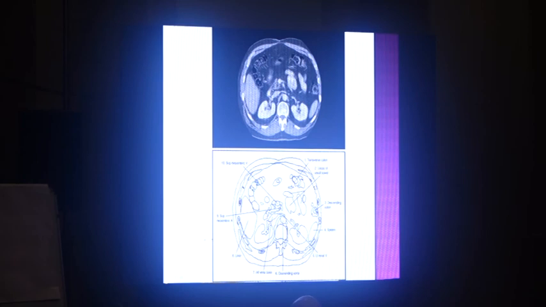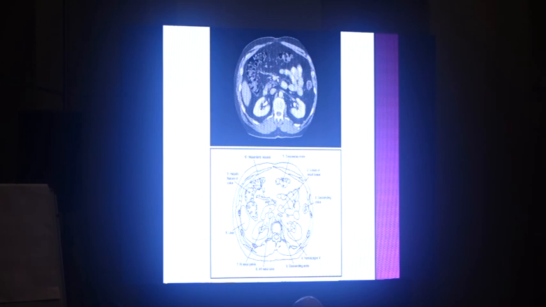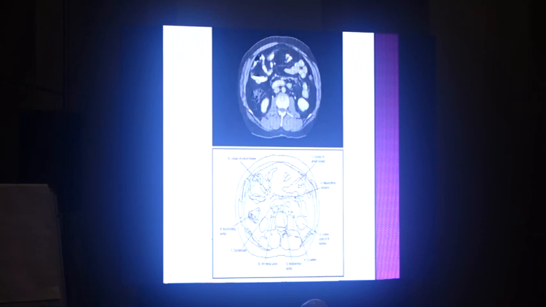Okay, right kidney, left kidney. The size of the liver is decreasing. Now we cannot see the spleen. We can see the small gut filled with contrast. We can see the ascending colon. Again, transverse colon.